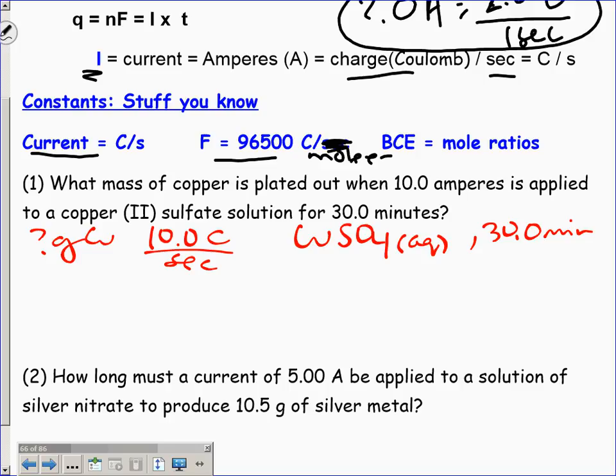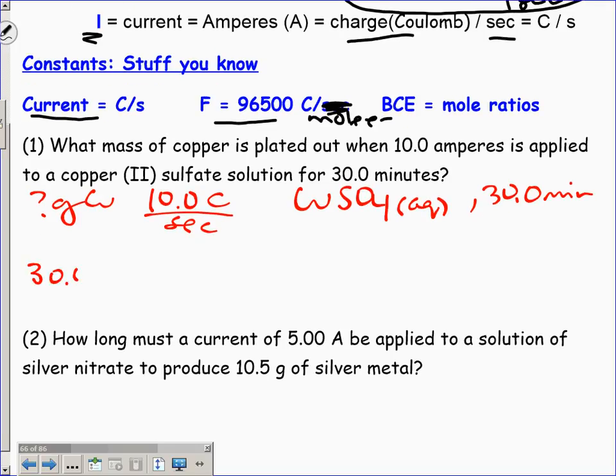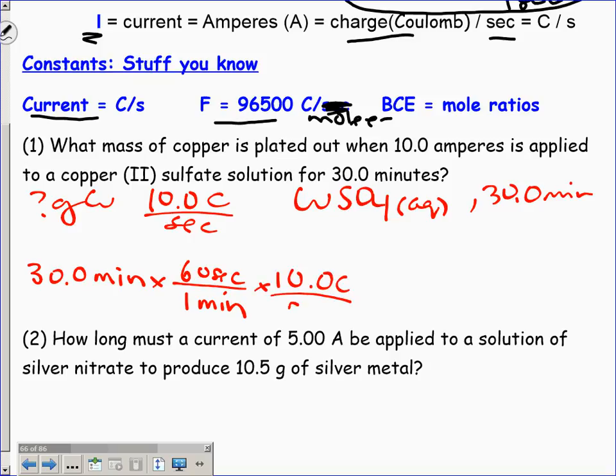Okay, so I'll stick with that, but there's one more thing I want us to do, and I think you'll see it when we get there. So go ahead and convert 30 minutes to seconds. 1 minute, 60 seconds. Okay, what conversion factor would you use next? Okay, so the what over what? So 10 coulombs per second. Okay. So far, so good. What would you do next?